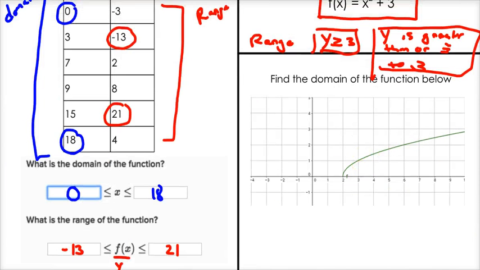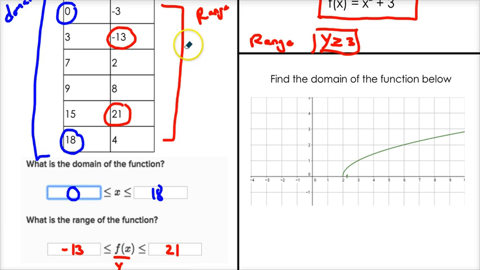Now here's a similar example, right? This one says find the domain of the function below. Okay? So the domain, and I'd like you to put notes to yourself, this would be really helpful, is all x values. All right? It's good to write out definitions. So what is the domain? Well, let's look for the lowest number. The lowest number is 2, right? That's our lowest x value.